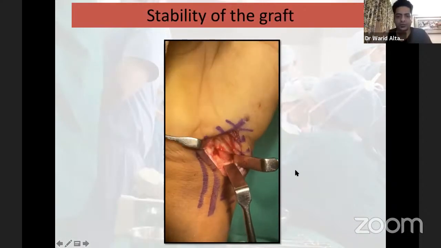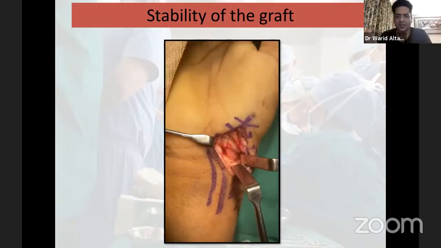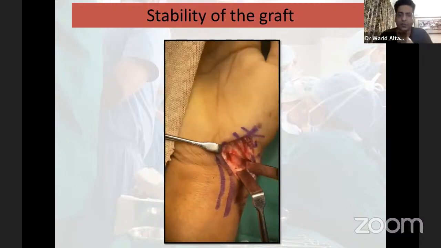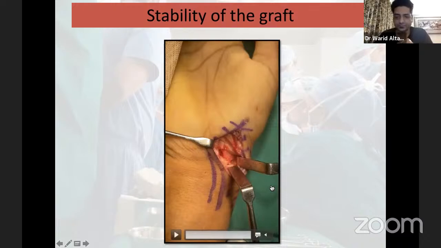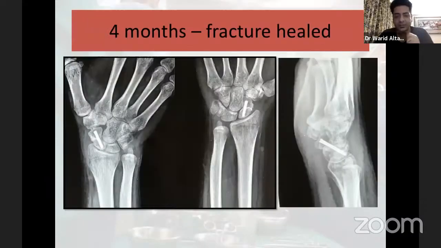Like I told you, you check all the stability, do the range of motion, and see whether the graft is not popping out, it is well stable, and the length of the scaphoid has been achieved. In this particular case, we have used an anti-rotation wire, like I told you, because there are chances of the graft slipping out later on. So for at least 4 weeks, you use a K-wire so that it remains in place. And that is the 4-month-old X-ray of this particular patient.